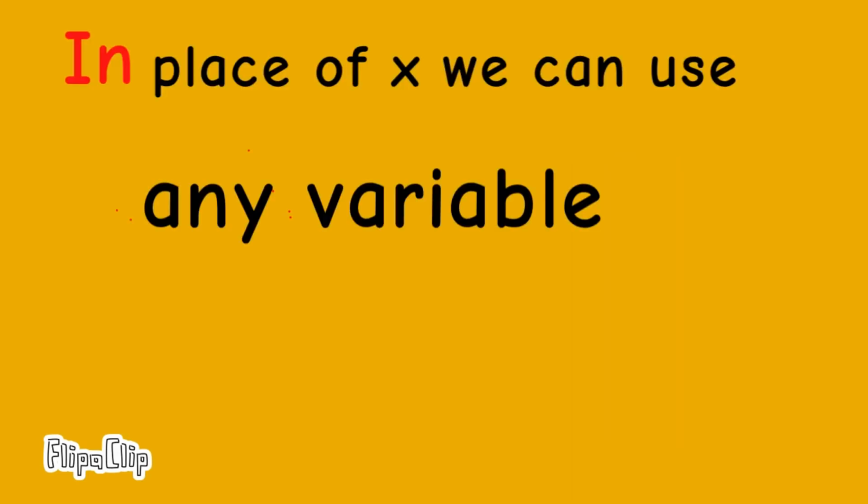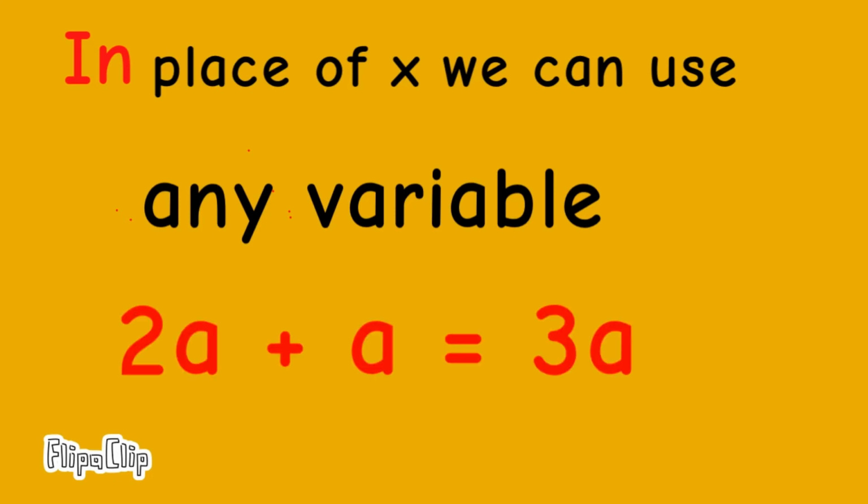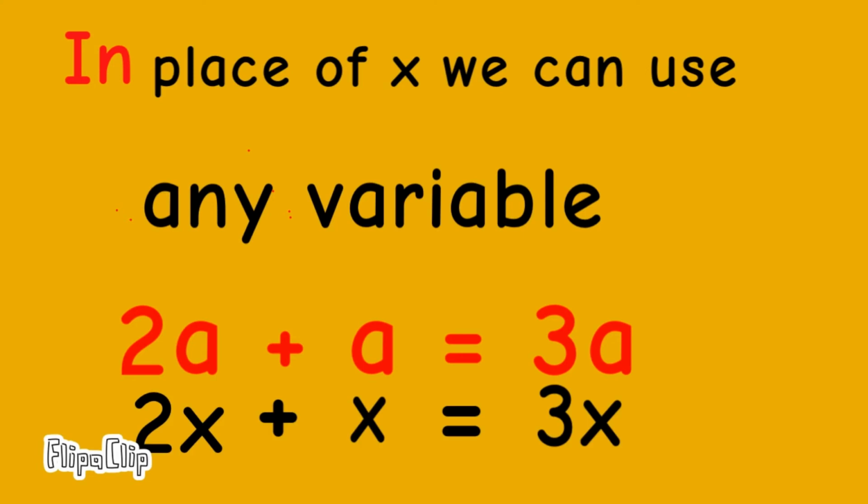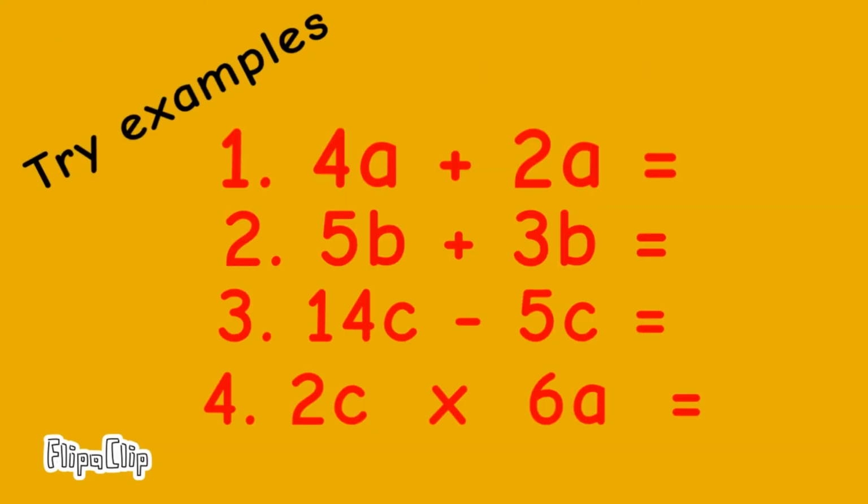In place of x, we can put any variable or any letter of the alphabet. For example, we can say a. This means when you are given a problem like 2a plus a, it is 3a, just like having 2x plus x. Now let us try these examples and see if we really understand the basics in algebra.